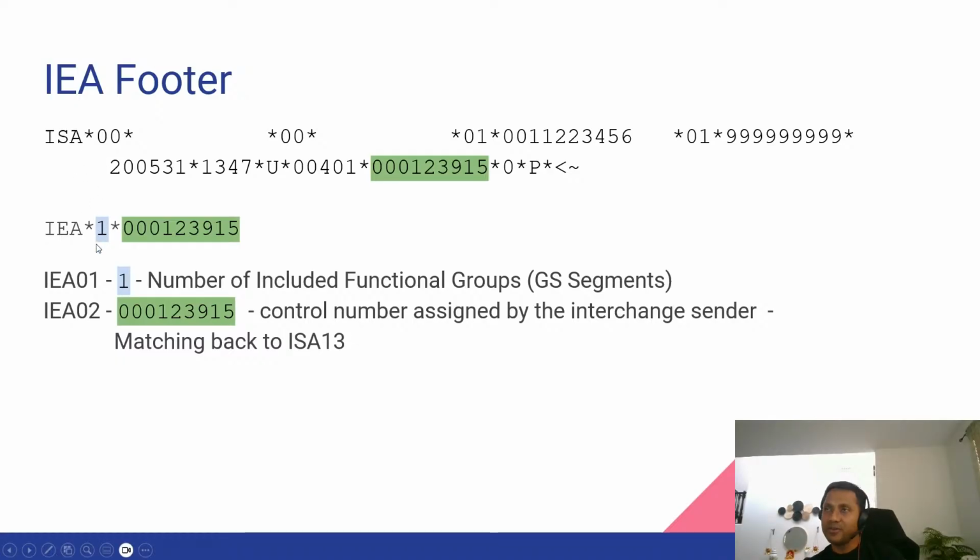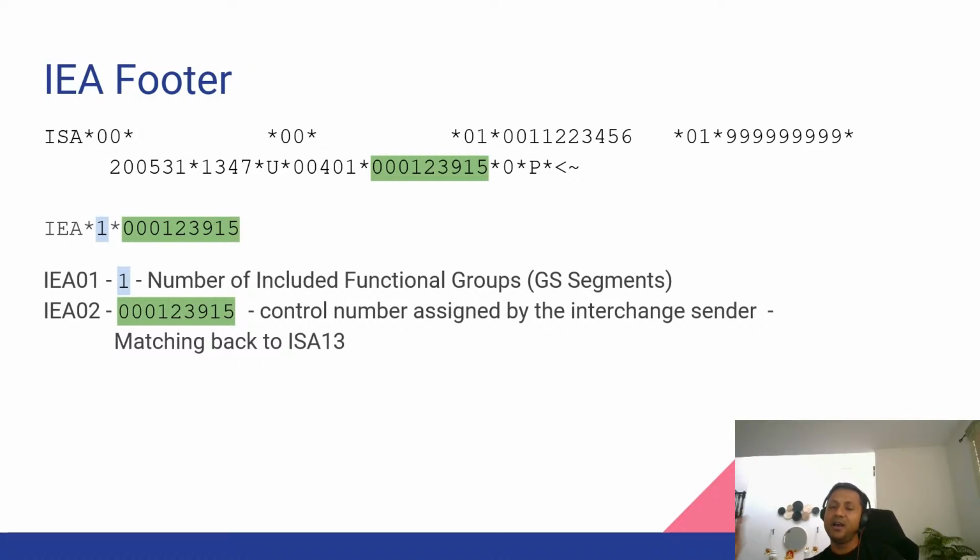If it is 1 over here, that means in the data section you have only one GS/GE segment. If it is more than that, it has multiple GS/GE segments, and we'll cover them in the next lesson. The other important one is IEA02, as I mentioned in the beginning. This should match the control number in ISA 13. So the ISA 13 value should match the IEA02 value. This is basically defining the file integrity part of it.